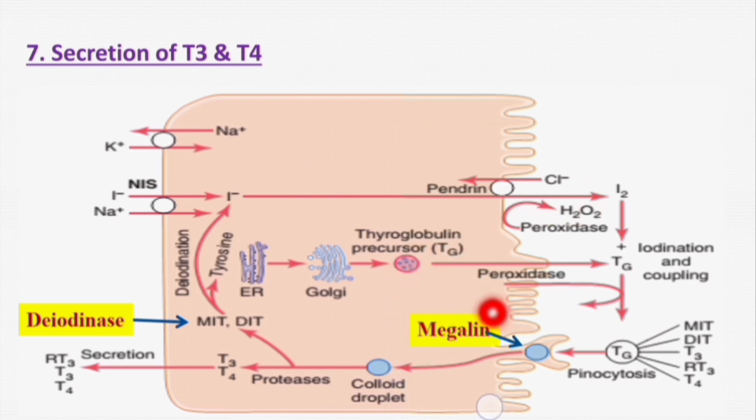Now, this protein megalin causes endocytosis of the colloid, that is thyroglobulin. So, some amount of this thyroglobulin is also endocytosed with the help of this protein megalin, and this thyroglobulin by transcytosis comes to the basal side of the cell, and then some amount of thyroglobulin is secreted into the blood. So, this is the mechanism of storage and secretion of T3 and T4 hormones.